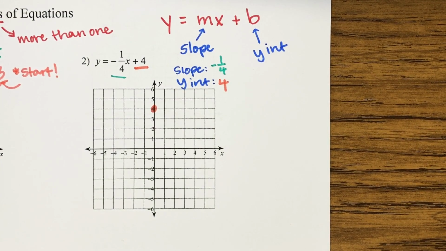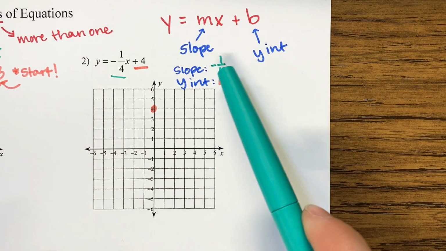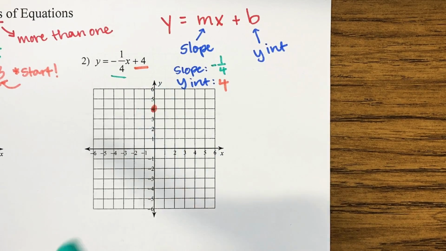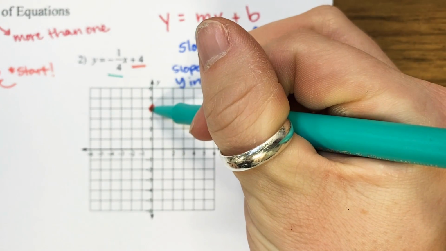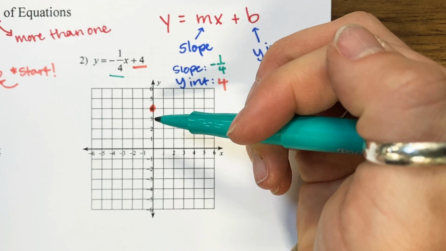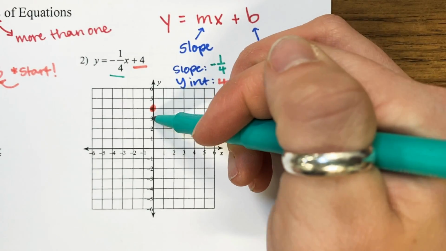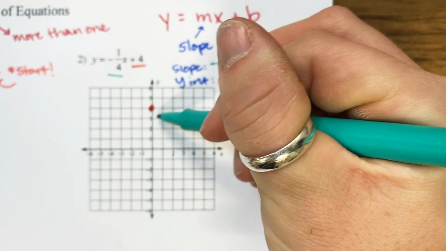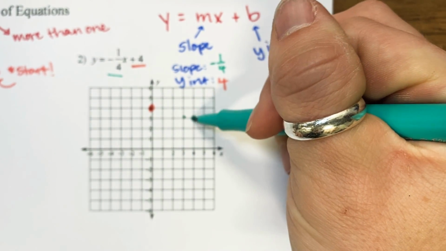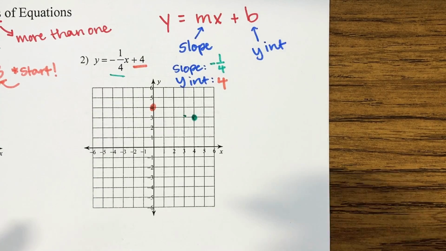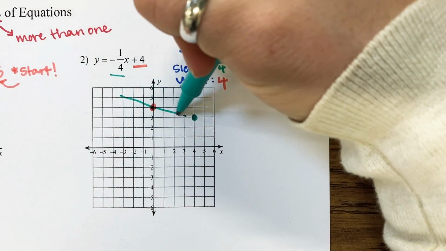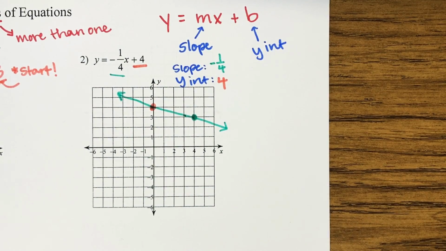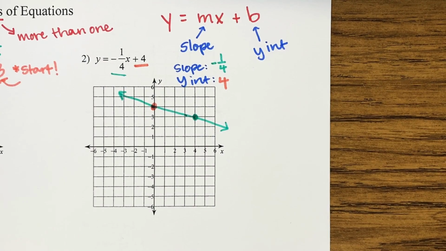Okay, and now I'm going to use my slope to count to my next point. So this slope is negative 1 over 4. So instead of going up 1, we're actually going to go down 1. Okay, down 1 and run 4. So 1, 2, 3, 4. And there is my second point. Connect it with a straight line, put arrows on the end because it goes on forever.